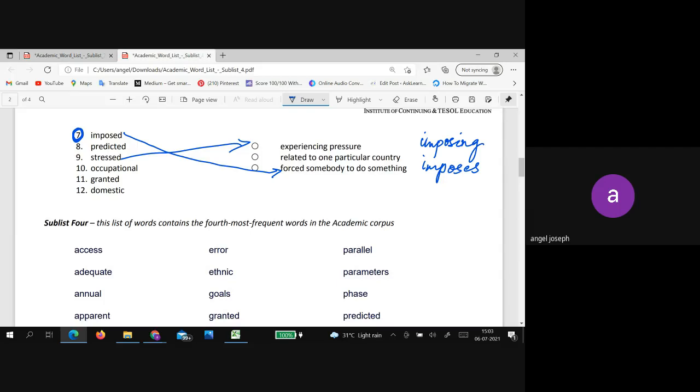Granted. That's a simple word. Ma'am has granted us leave on Sundays and Wednesdays. Granted.